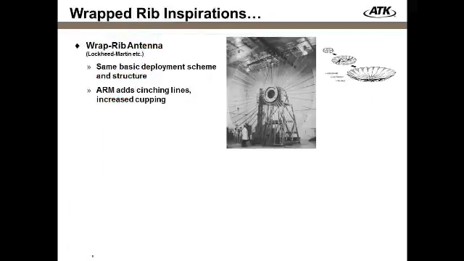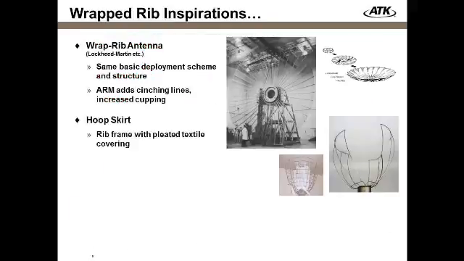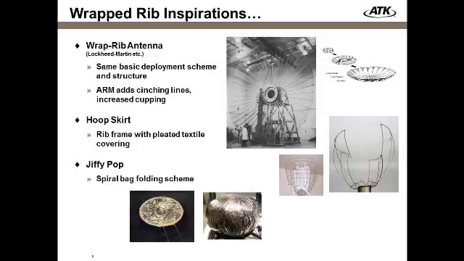So the wrapped rib really came from concepts we've already seen out there, the wrapped rib antenna developed by Lockheed many years ago. We wanted to pull it up more like a hoop skirt, to give a little more depth to it, and then inflate the bag like a Jiffy Pop. Most of you are my age, so you understand what a Jiffy Pop bag is, rather than just the paper bag that goes in the microwave. But those are the schemes we look at in terms of how to stow and deploy things.